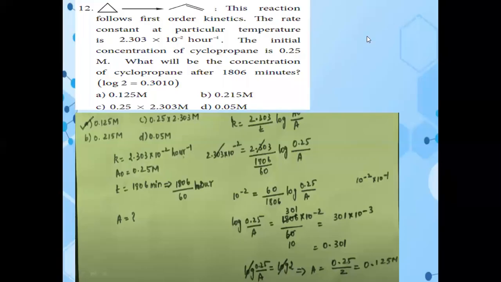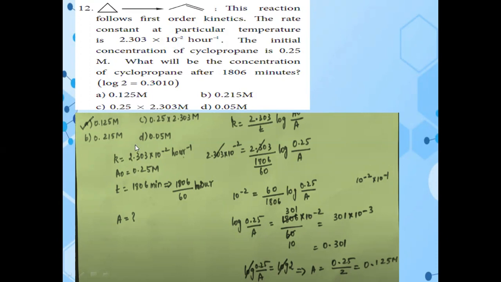The next question: cyclopropane gives 1-propene. This reaction follows first order kinetics. The rate constant at a particular temperature is 2.303 × 10 power minus 2 per hour. The initial concentration of cyclopropane is 0.25 M. What will be the concentration of cyclopropane after 1806 minutes?